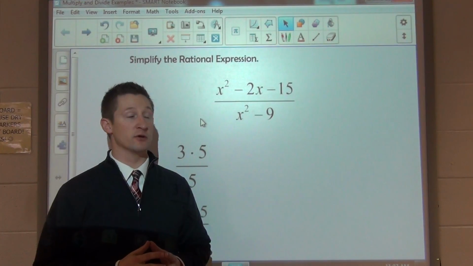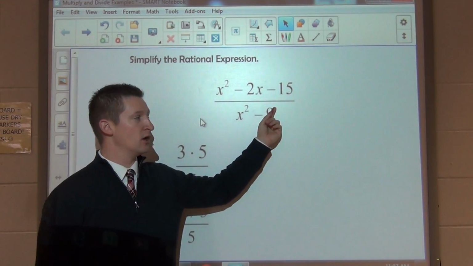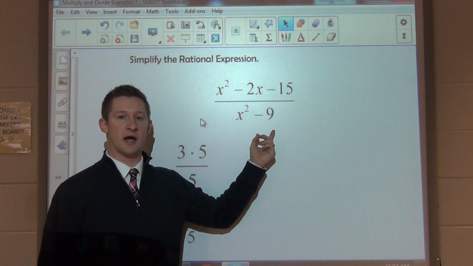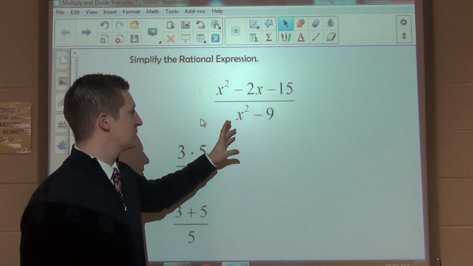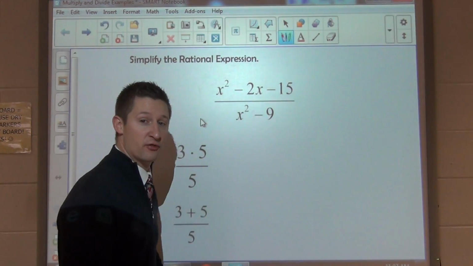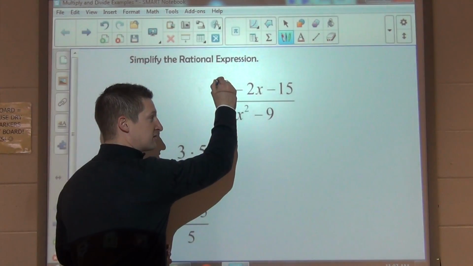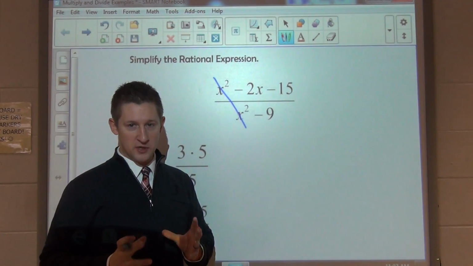rational expression first, such as the one you see here, x squared minus 2x minus 15 all over x squared minus 9. Now, some of you, your first instinct as you look at these, you might see that there's an x squared in the numerator and the denominator, and you might get excited and think, oh hey, x squared divided by x squared is 1. I can cancel both of those. You would be completely wrong.